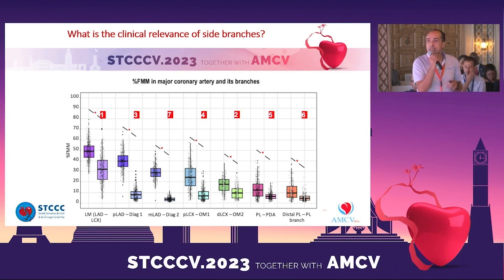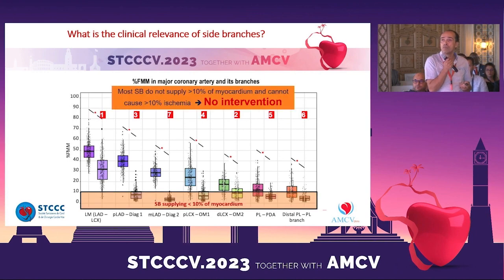And it is in this same paper that there is an identification of side branches which supply more than 10%. As you see in this slide, most side branches don't supply more than 10% of myocardium and cannot cause more than 10% of ischemia. So these branches don't need any revascularization. Only the left main, the left main bifurcation and the marginal branch may have benefit from revascularization.